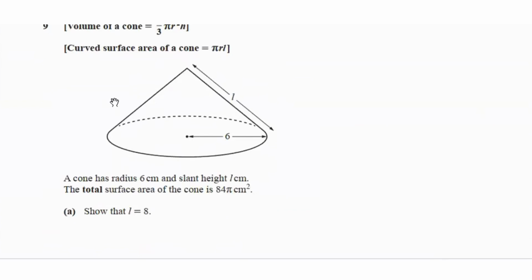Question 9 gives us a cone, and they have given the formula for the volume of the cone and the curved surface area of a cone. A cone has radius of 6 centimeters and a slant height of L centimeters. The total surface area of the cone is 84 pi centimeter square. Show that L equals 8.